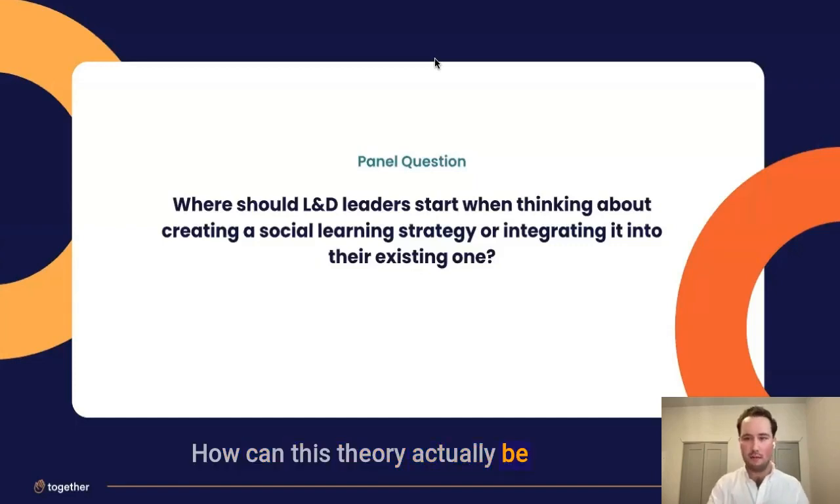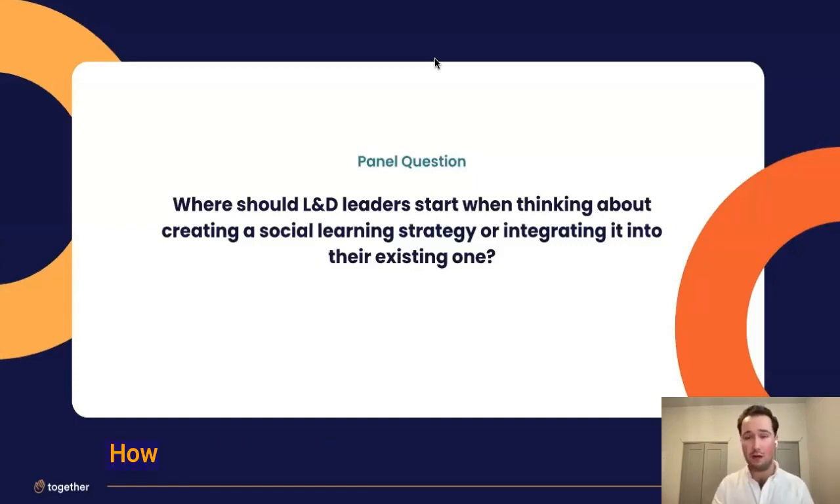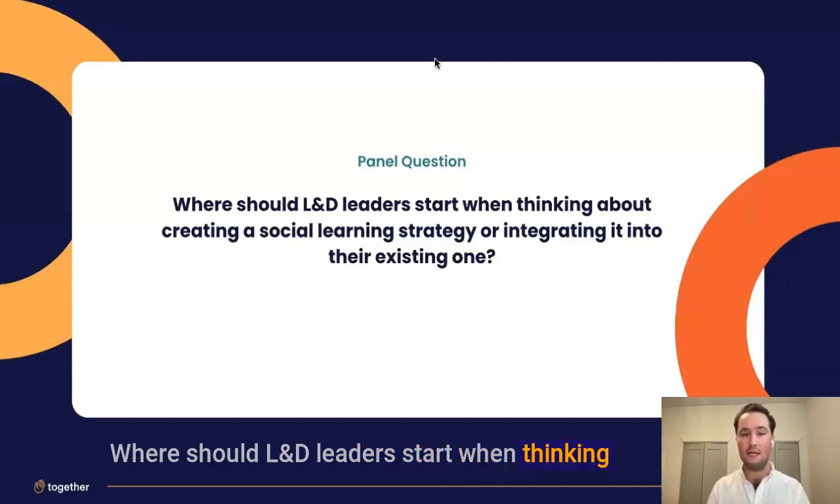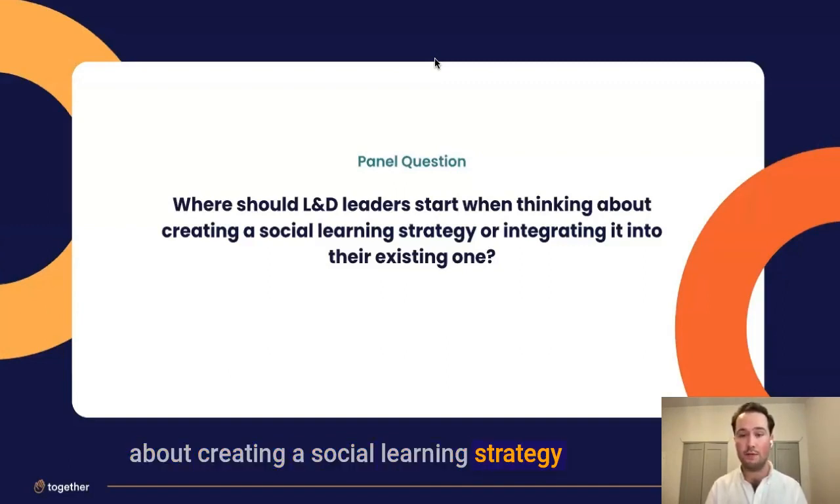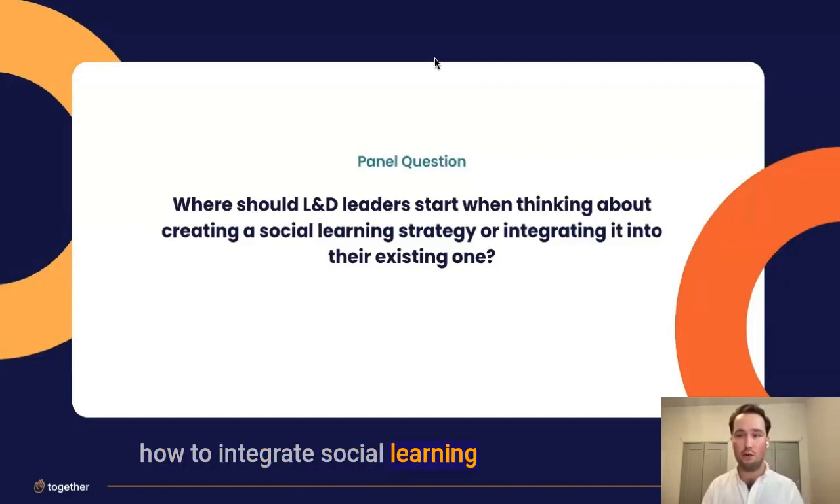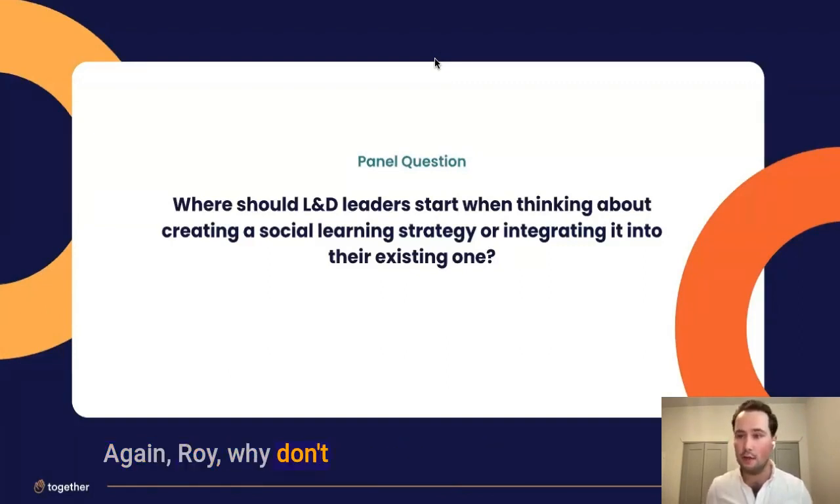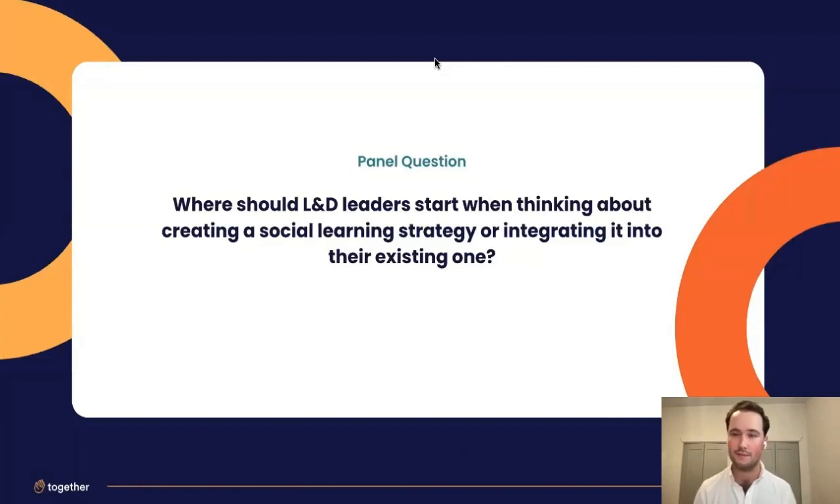How can this theory actually be implemented within an organization? How can it contribute and complement what is already there with courses, with training programs? Where should L&D leaders start when thinking about creating a social learning strategy, or how to integrate social learning into their existing learning and development strategy? Again, Roy, I'll let you take this one off first.